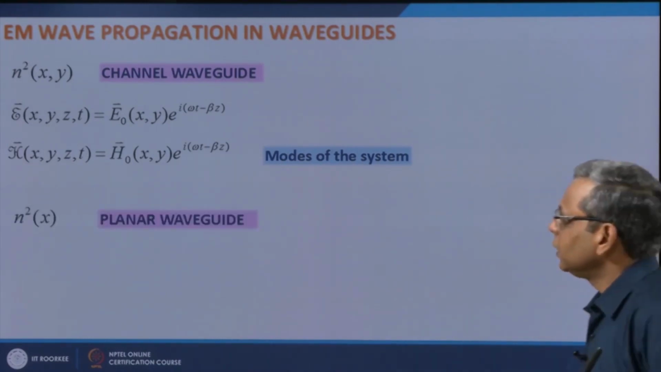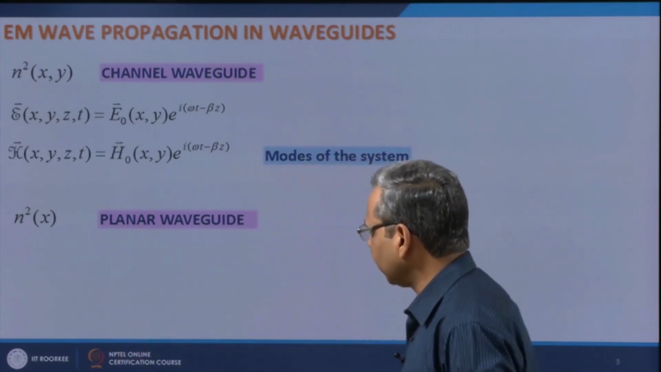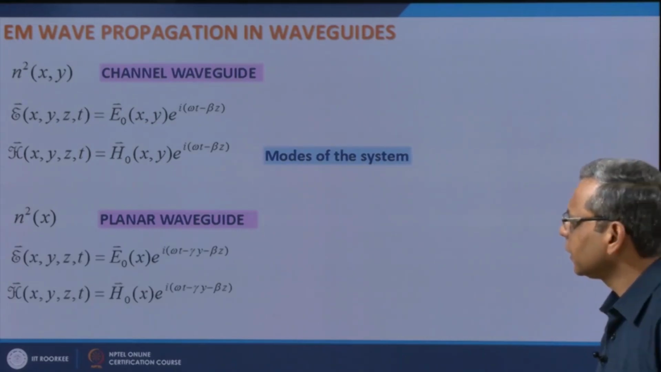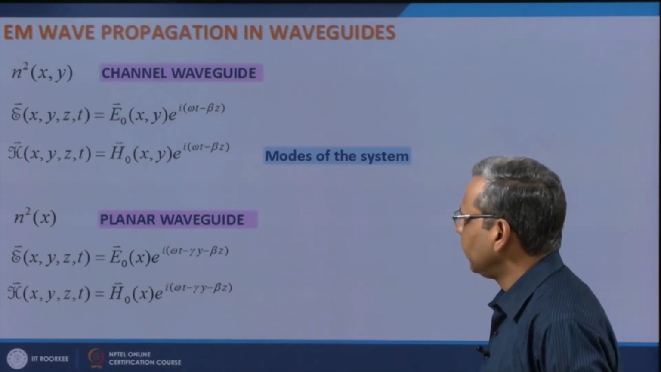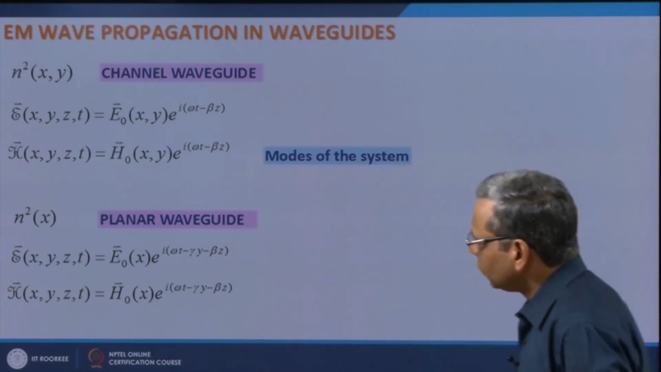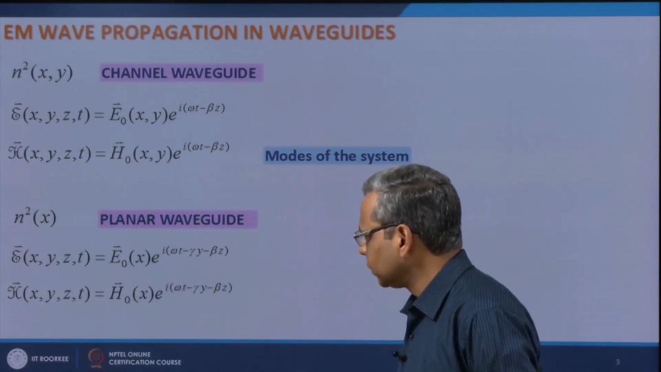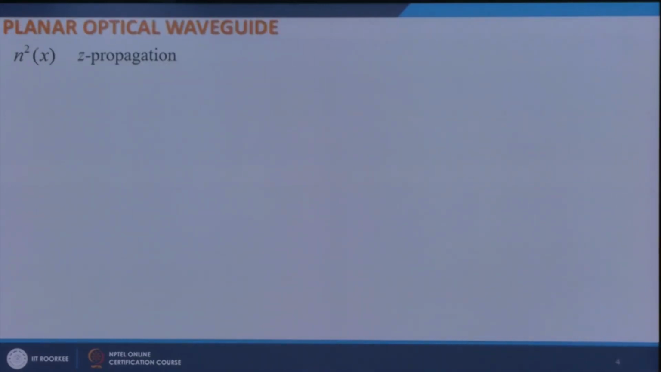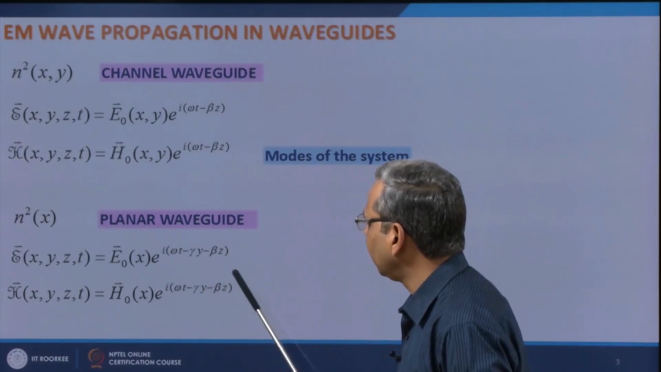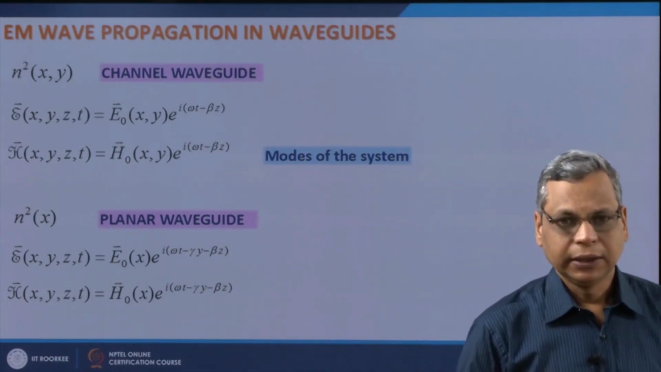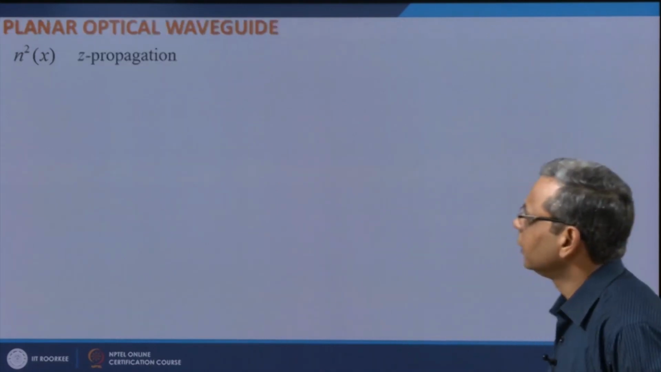If instead of having n square of x, y, I have variation only in x direction, so n is a function of x only, then it is a planar waveguide, and in such a case I can write down the electric and magnetic fields as E0 of x e to the power i(omega t minus gamma y minus beta z) and H like this. So, here what I see is that this E and H depend only on x. So, they are the functions of x and they form the mode of the planar waveguide. And I can choose either beta here or gamma depending upon in what direction the mode is propagating. So, if I choose the direction of propagation as z, then I can put gamma equal to 0.